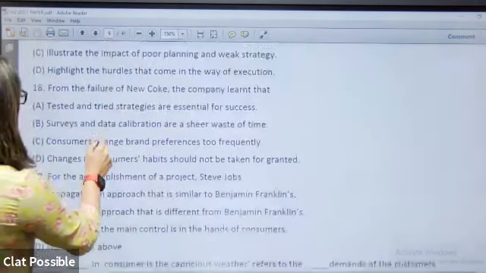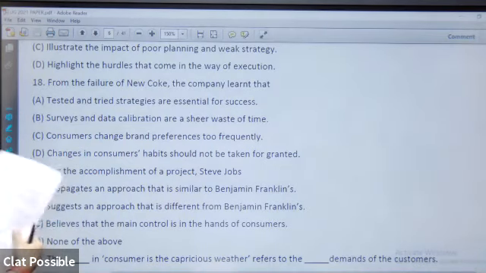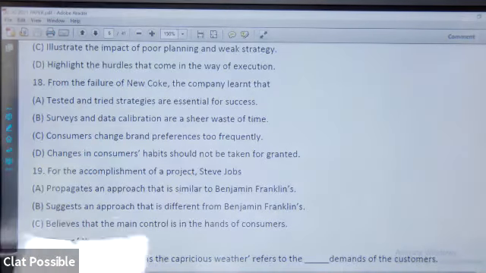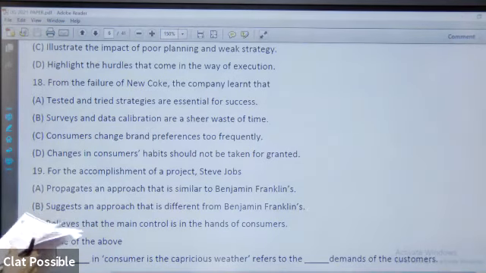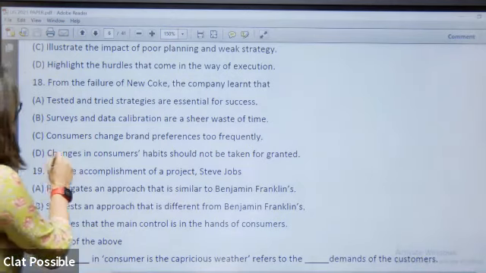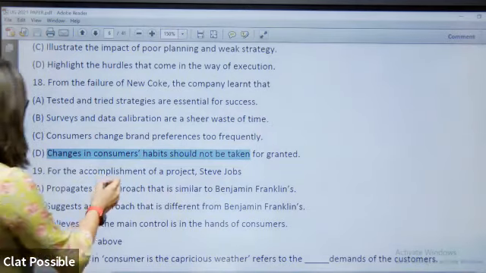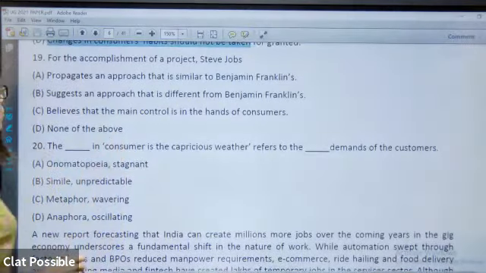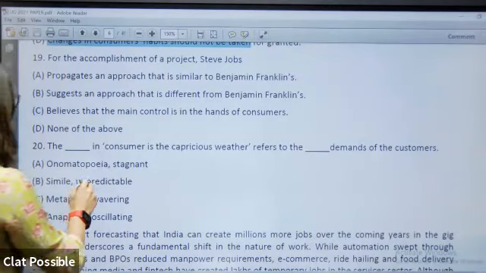What did we learn from the failure of New Coke? Basically, we learned from the failure of New Coke the fact that just a strategy does not help. You have to know what the customers want. So changes and habits should not be taken for granted. The loyal customers failed the New Coke. So you planned, you strategized, but you did not take into account loyalty. Steve Jobs, is it similar? No, it is different from Benjamin Franklin. Answer will be B. This is what I showed you before and after, however.